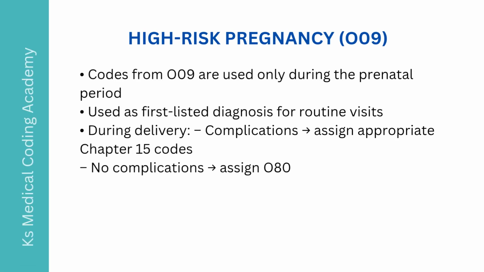High-risk pregnancy. Codes from category O09, supervision of high-risk pregnancy, are used only during the prenatal period. They are assigned as first listed diagnoses for routine prenatal visits. If delivery occurs, assign the appropriate Chapter 15 complication code or O80 if the delivery is uncomplicated.